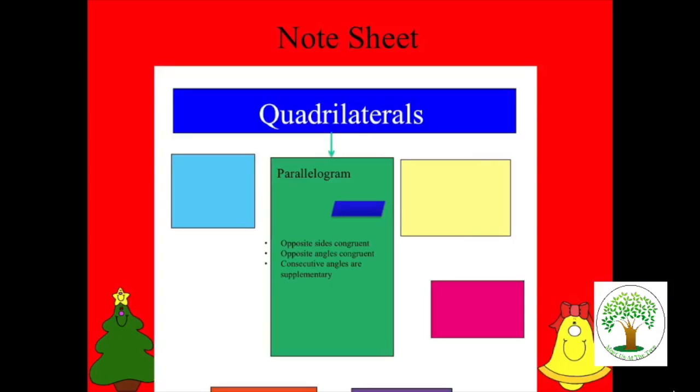Last thing, something about the diagonals. What do the diagonals do? They bisect each other. So you could just say diagonals bisect if you didn't want to put the each other, but you do need to know that it cuts both of them into equal pieces. Both of them are cut in the middle. They meet at the midpoint.